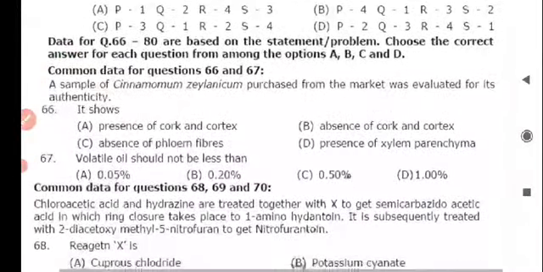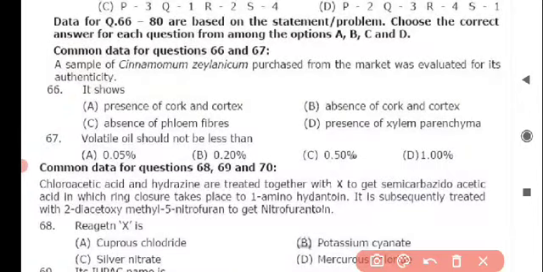Now the coming questions are statement based questions. In this, the statement is, a sample of Cinnamomum zeylanicum purchased from the market was evaluated for its authenticity. And the question is, it shows... option B is correct, absence of cork and cortex. Next question is, volatile oil should not be less than, and the correct answer is option D, that is 1.0%.